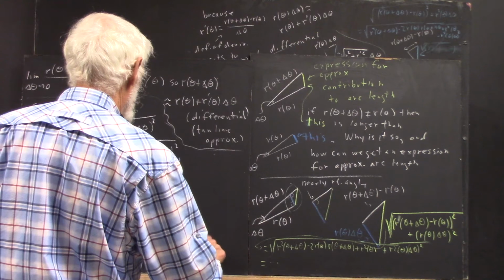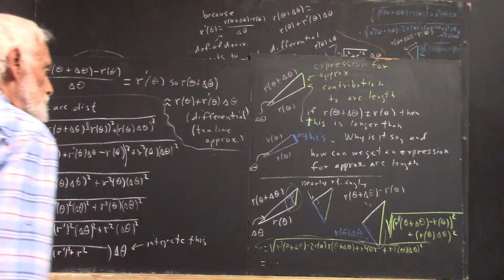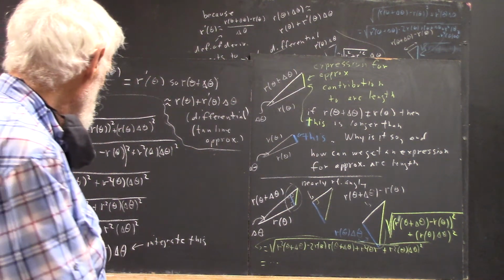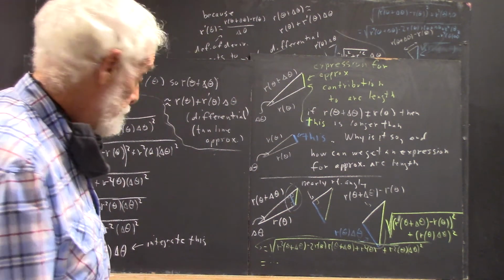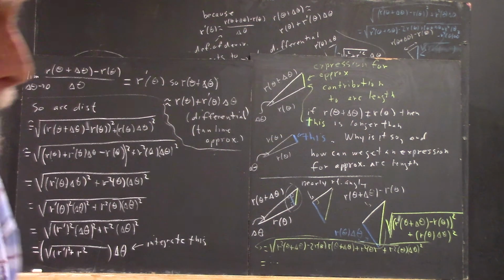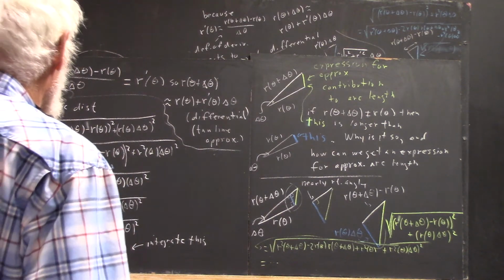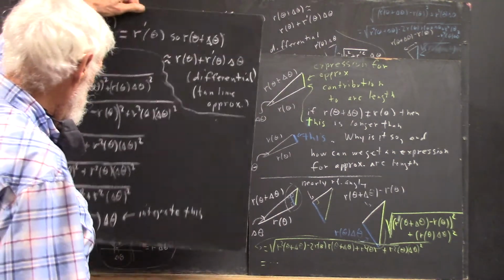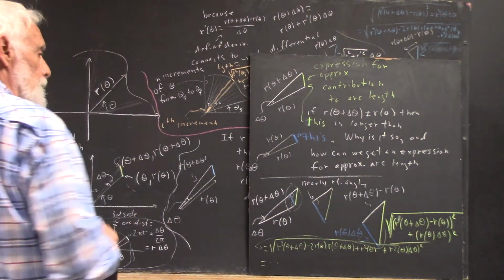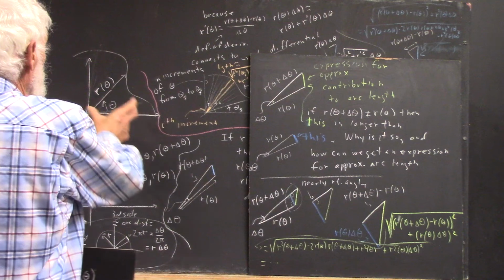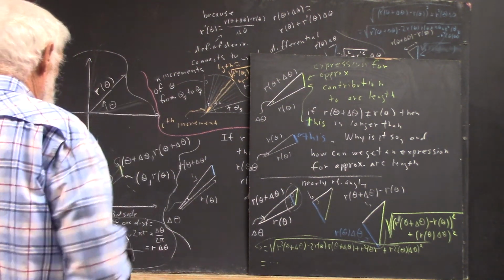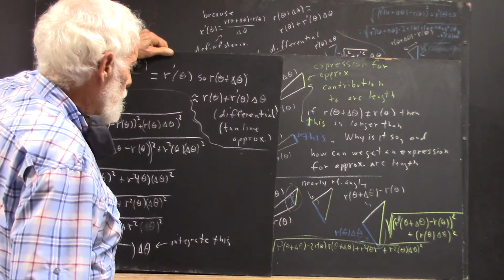Now, it's easy to say integrate this, but I want to go on and show how the integral is set up. So if we want to find the arc length between, say, here and here, what's the integral going to be? If we want to find the area of everything from here to here, everything in this sector, how are we going to do that?